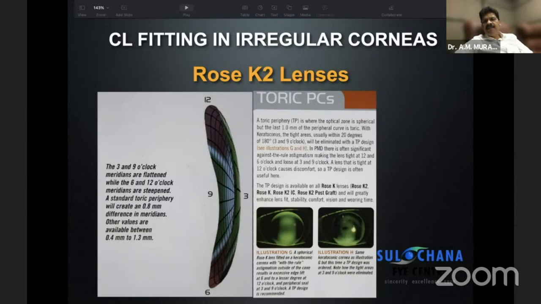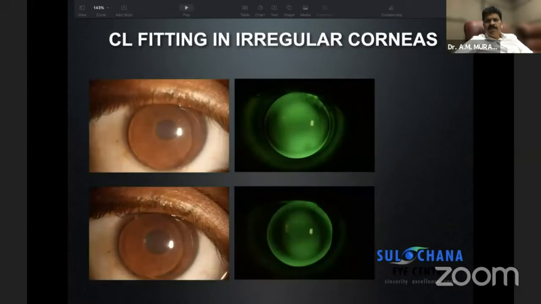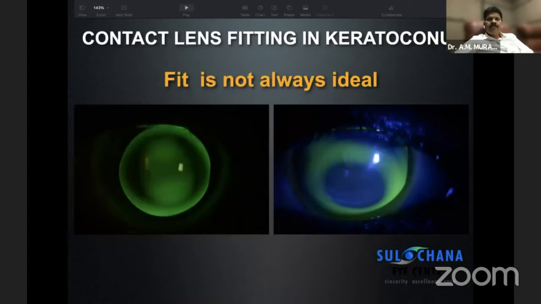So toric PCs, ACT technology, and vaulting of the lens periphery can all be combined nicely to give you a clear, beautiful fit of the lens, as you can see in the right below picture of the fluorescein. But however hard you may try in the advanced cases of keratoconus, the fit may not be perfectly fine.